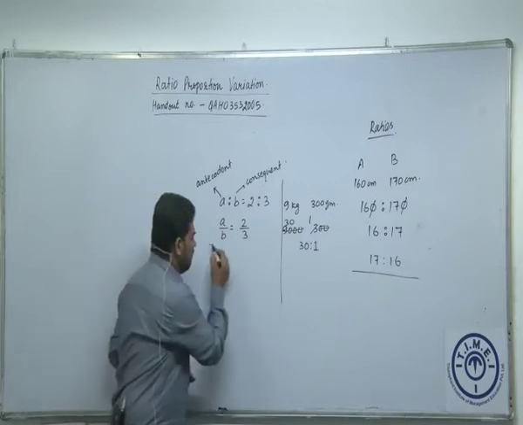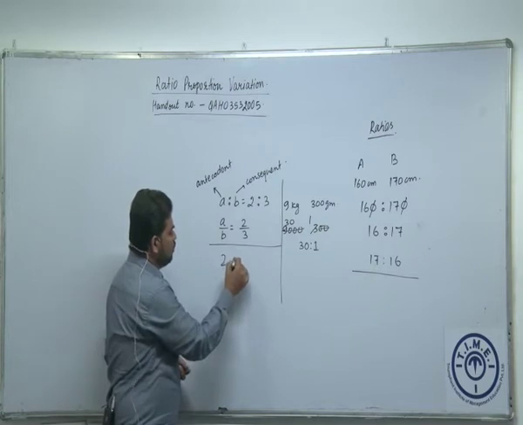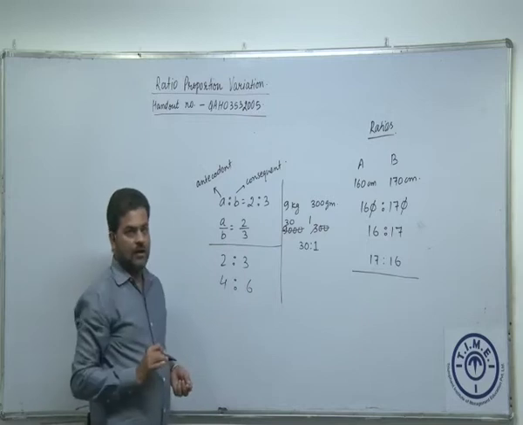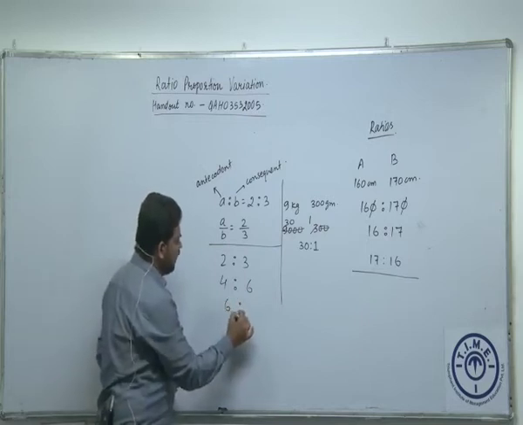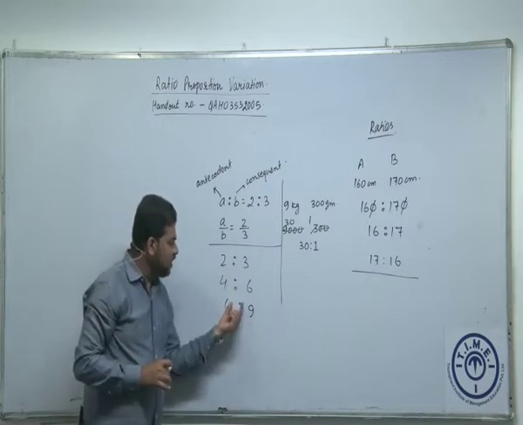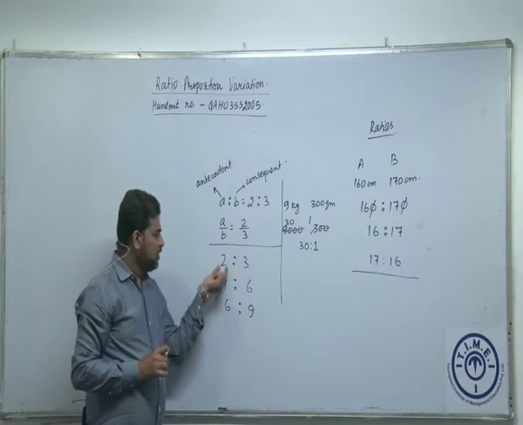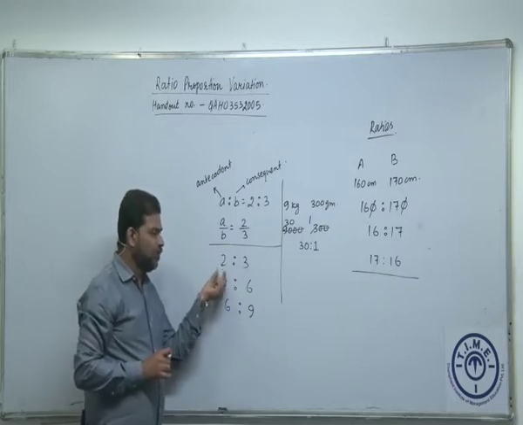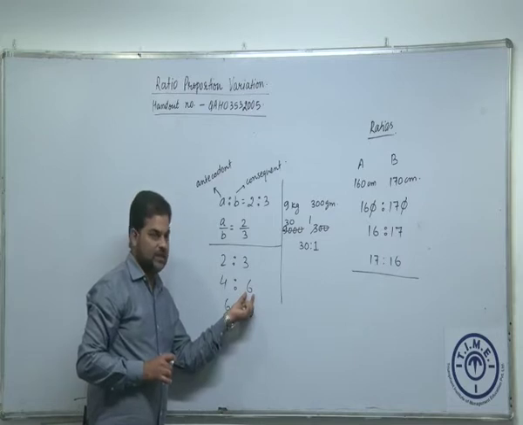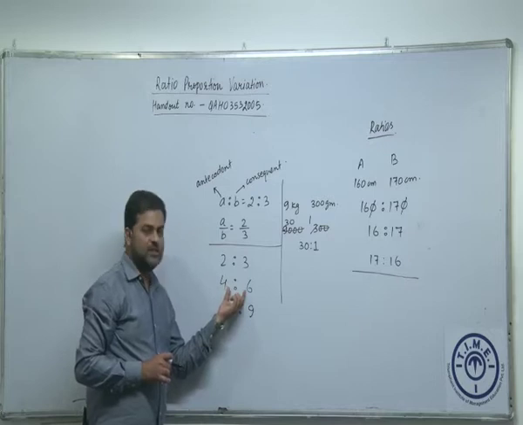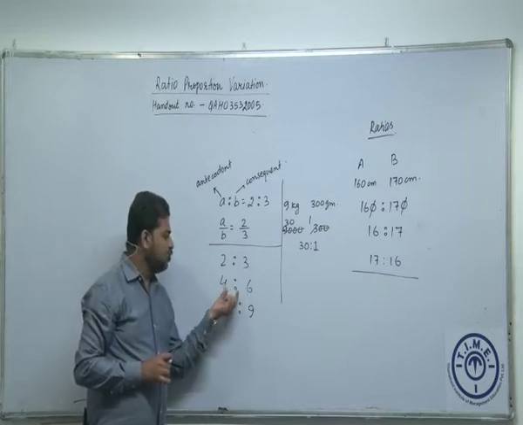Tell me one more thing. Suppose I have a ratio 2 is to 3, another ratio is 4 is to 6, another ratio is, let us say, 6 is to 9. Are these ratios same or different? These ratios are all same. Why? Because in 2 is to 3, I have multiplied both the terms by the same number, which is 2. So I get 4 here, 2 into 2 is 4 and 3 into 2 is 6. So has my ratio changed? No, my ratio has not changed because 4 is to 6 must ultimately be written as 2 is to 3 only.